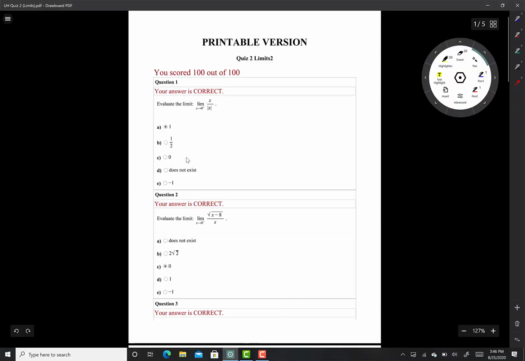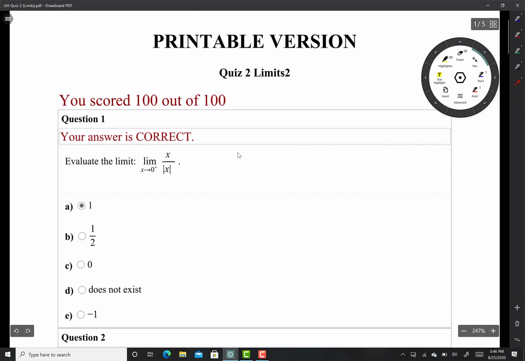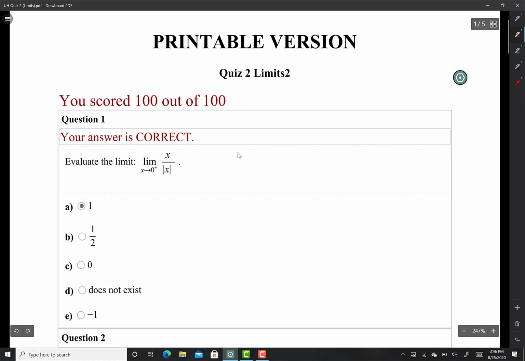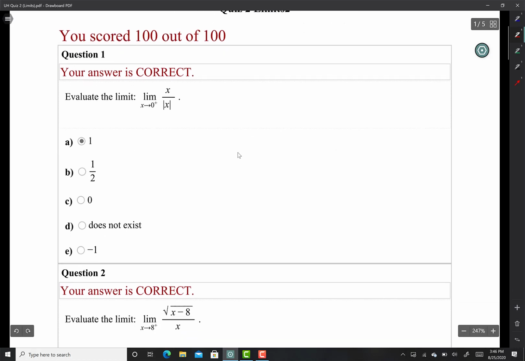Hey guys, it's 3:46 p.m. I have tutoring officially at 4 o'clock, as you guys saw in the GroupMe message. So let's see how fast we can do this and see if I can still make tutoring at 4 o'clock on time. All right, so this is our online quiz 2, limits 2, and let's get right into it.